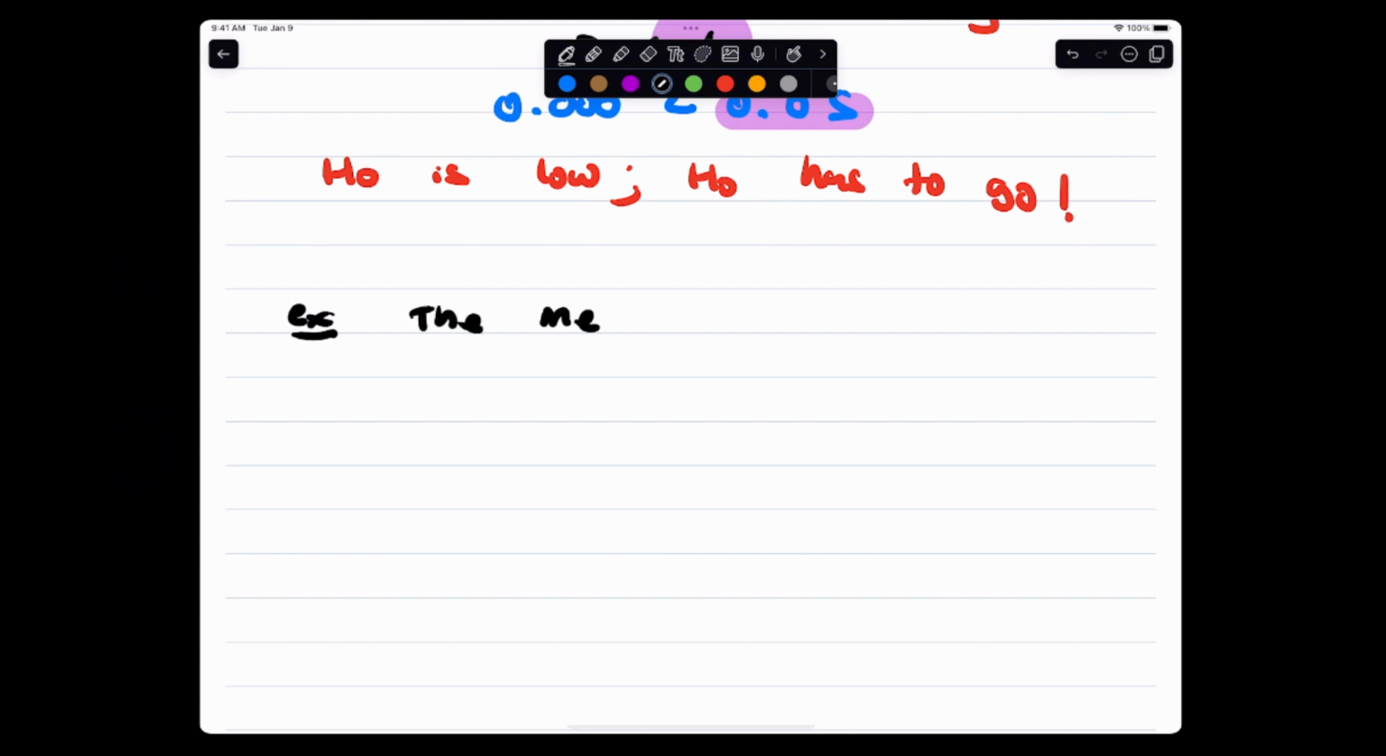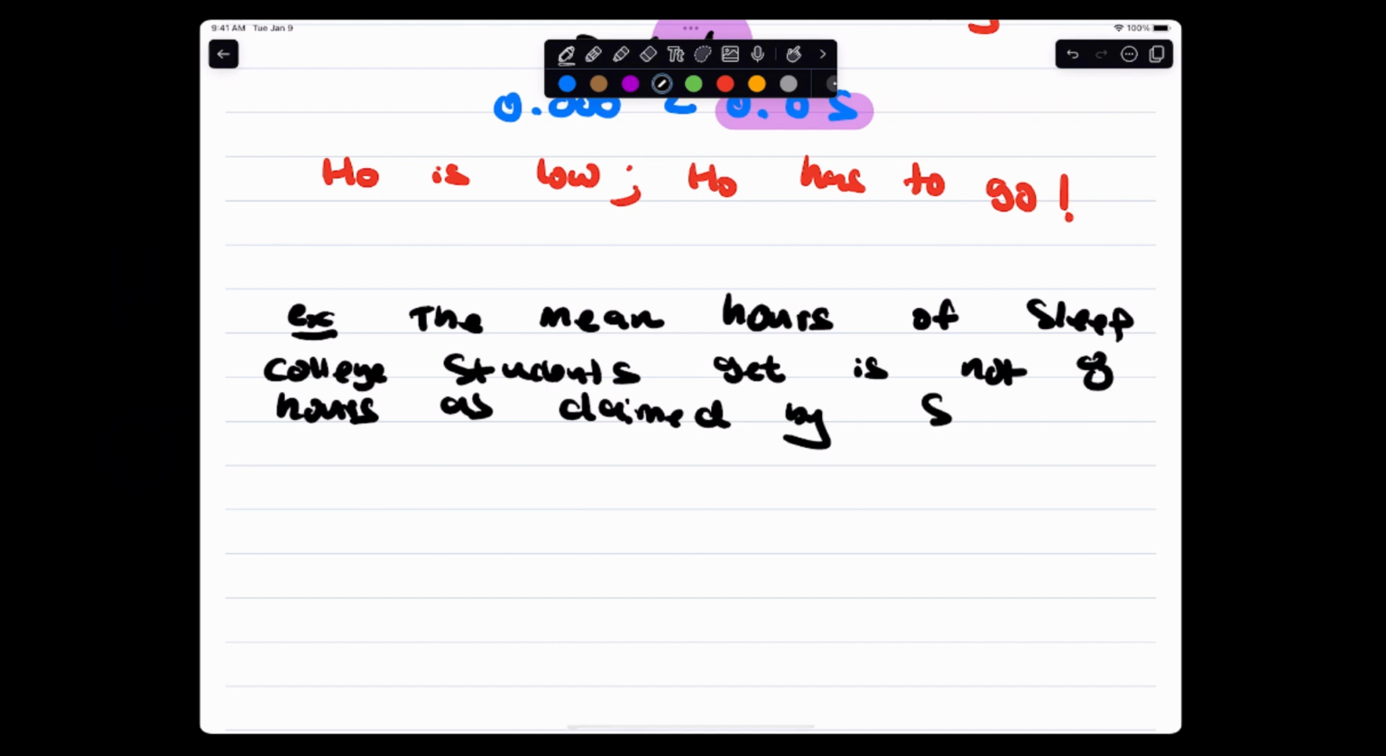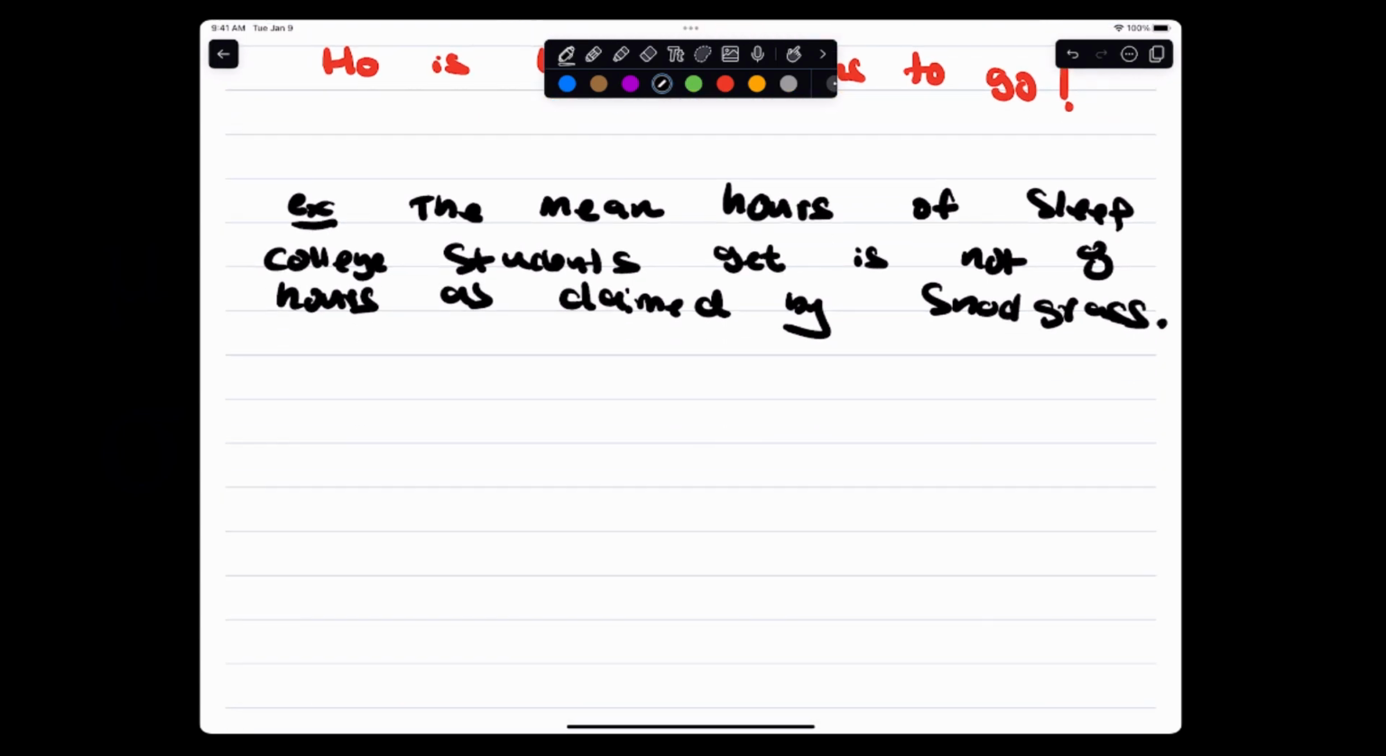The mean hours of sleep college students get is not 8 hours, as claimed by good old Snodgrass, okay? So again, it's a hypothesis test, but it's now about a mean again.